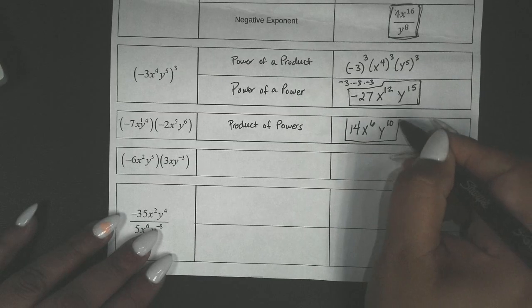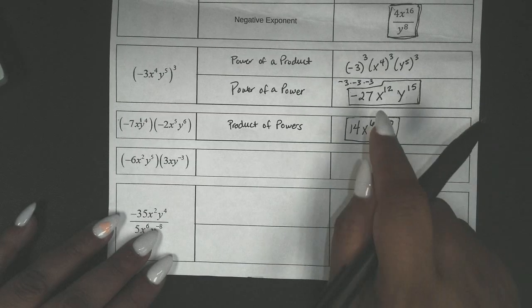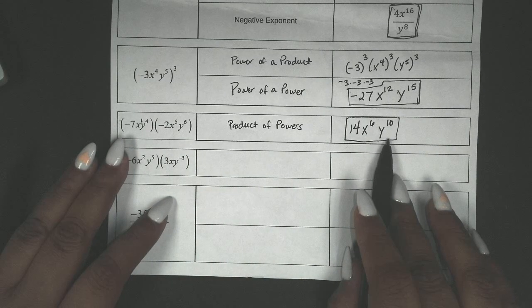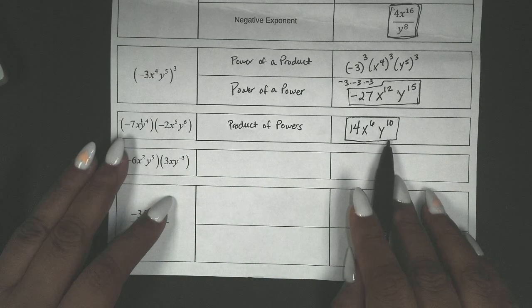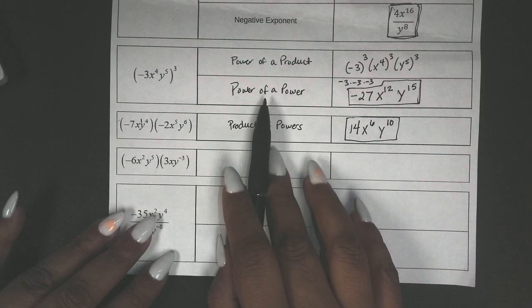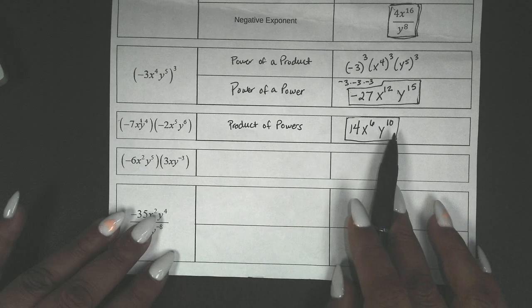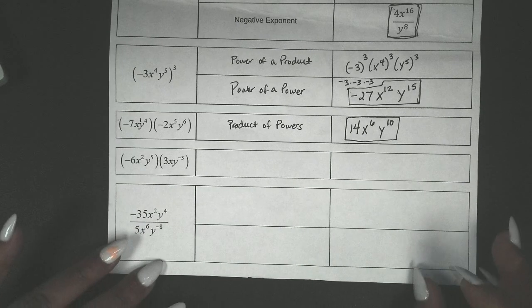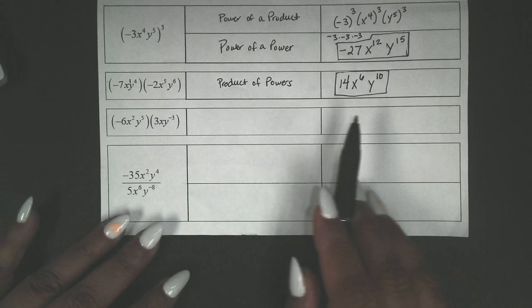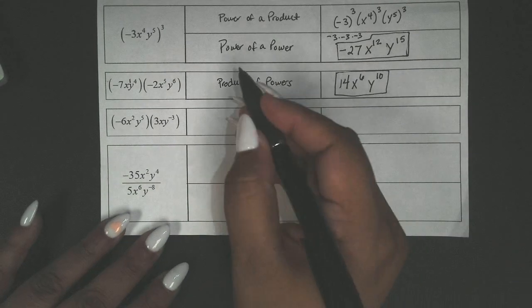And this right here is my simplified version. So this is equivalent to this answer here. It's just simplified. It's shorter. So this question here was simplified in 2 steps, whereas this is simplified in 1 step. So let's go ahead and look at the next one. This will be simplified in 1 step, because this is a product of powers. All you're doing is multiplying.